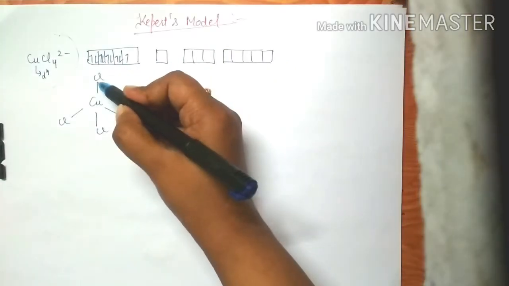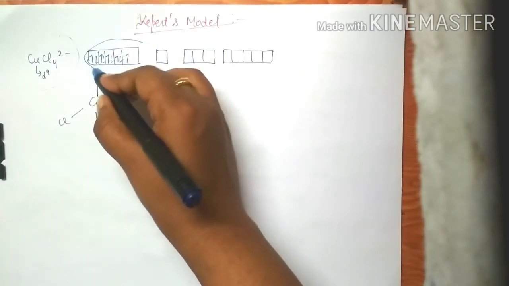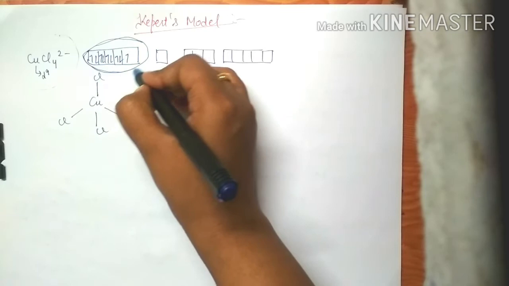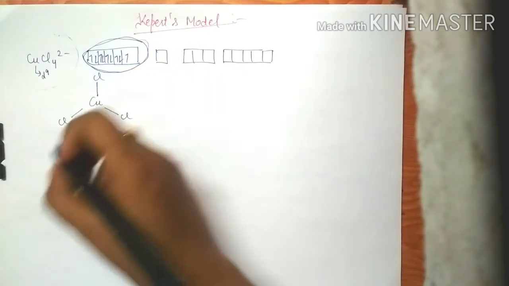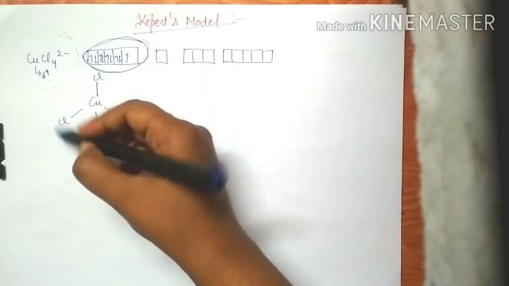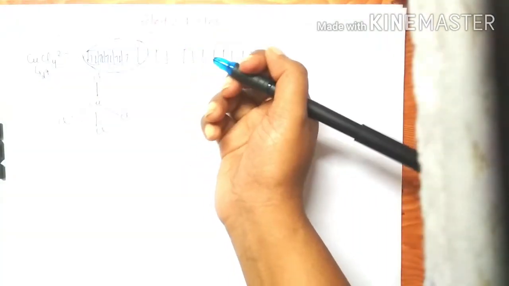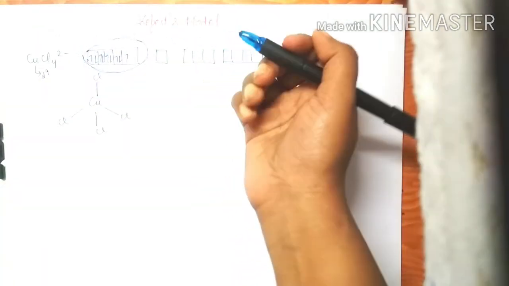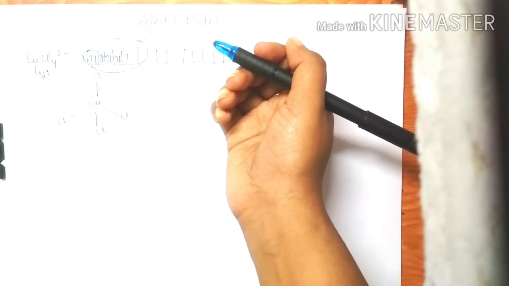Okay, so what happens in this case? See, here also the lone pairs are present, but these lone pairs we do not place in this geometry, as they do not have any effect on the geometry or shape of the given complex.